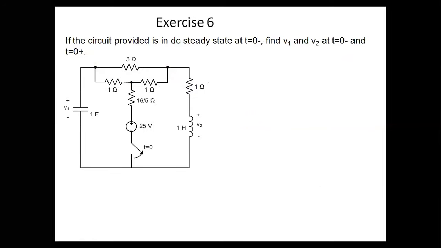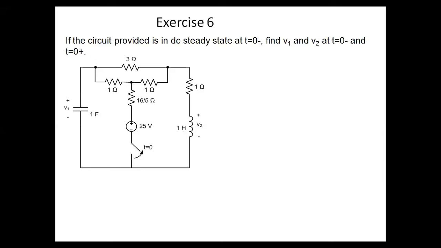Exercise C. If the circuit provided below is in DC state at t equals 0 minus, find V1 and V2 at t equals 0 minus and t equals 0 plus. So if you look at the circuit here, where's my pen? Let me pick my pen up.